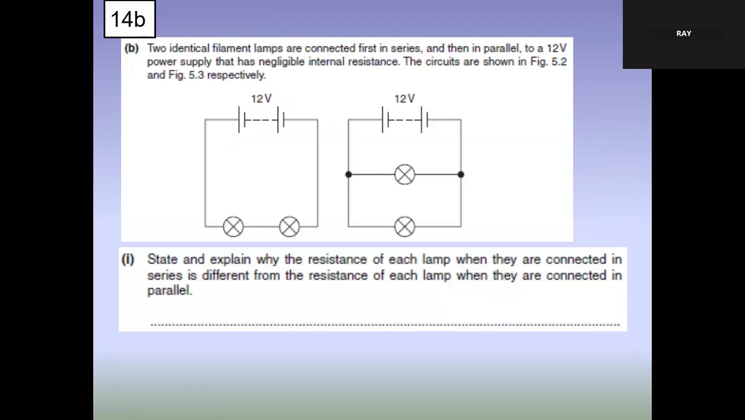Two filament lamps are connected first in series and then in parallel to a 12-volt power supply that has negligible internal resistance. The circuits are shown in figure 5.2 and 5.3 respectively. State and explain why the resistance of each lamp when they are connected in series is different from the resistance of each lamp when they are connected in parallel.